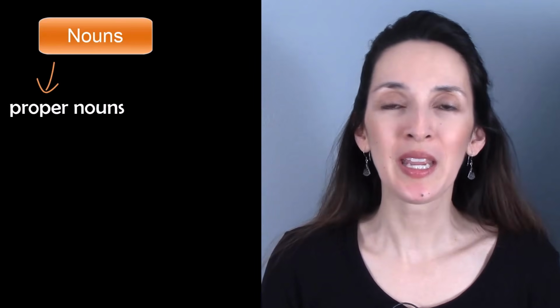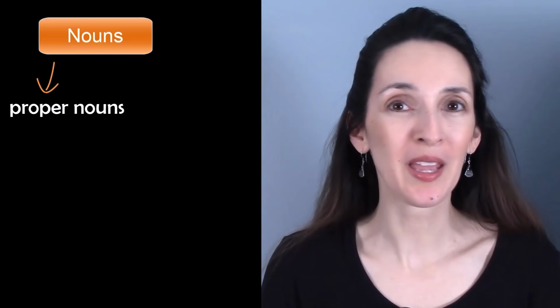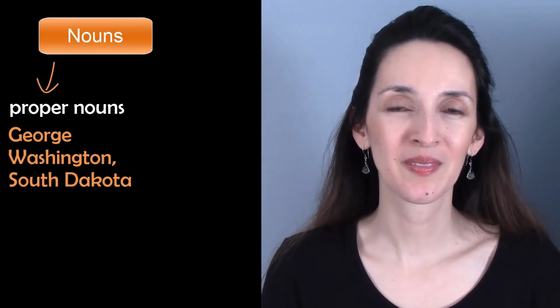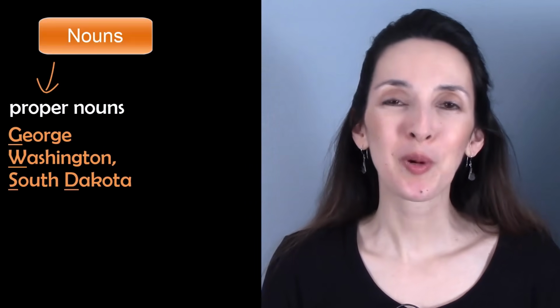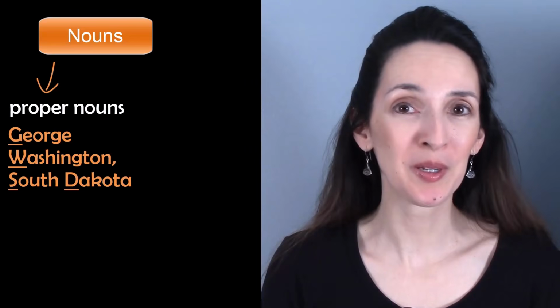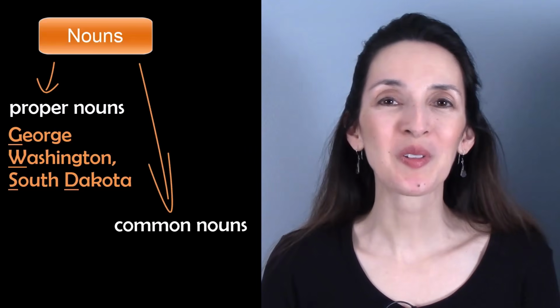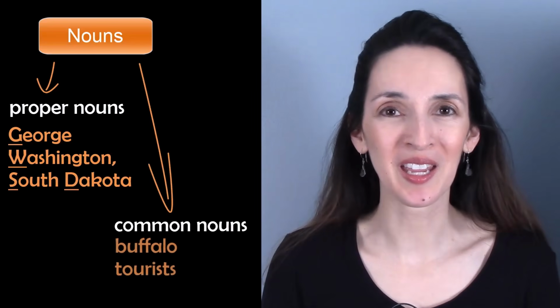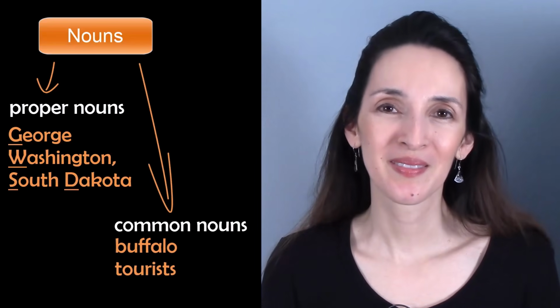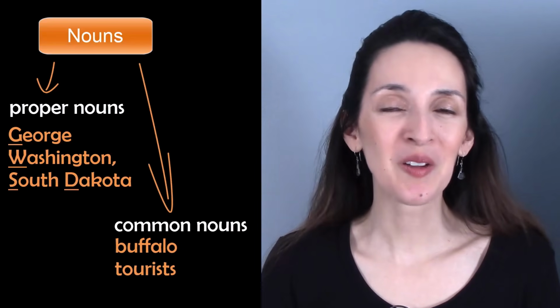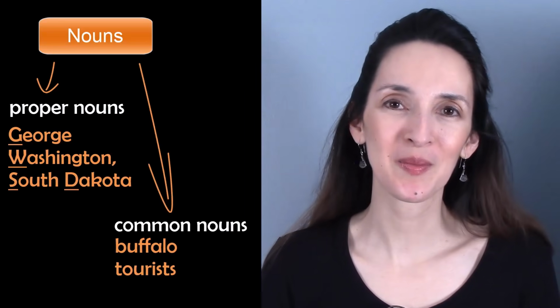Proper nouns are names of specific people and things. Proper nouns must be capitalized. Common nouns are names of everyday things. These nouns are not capitalized.